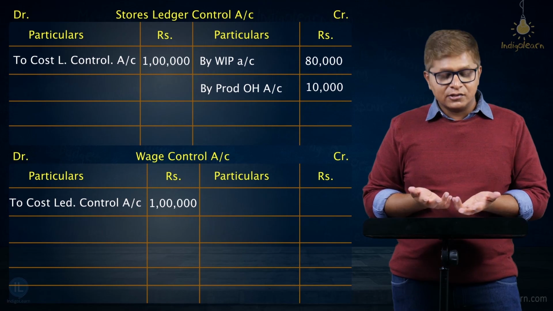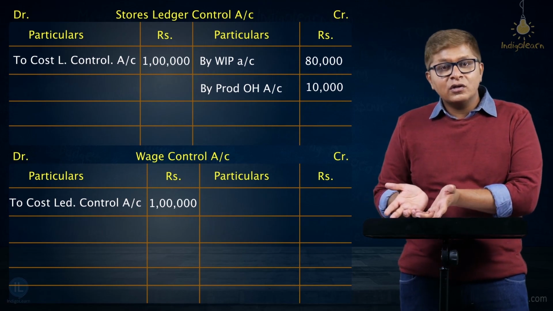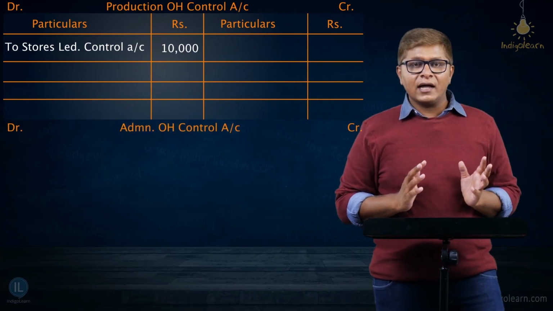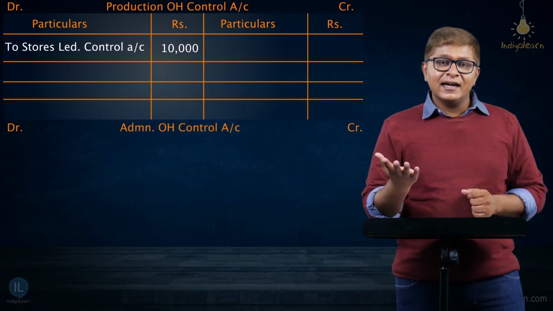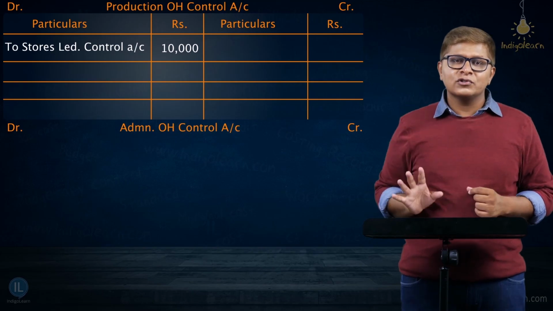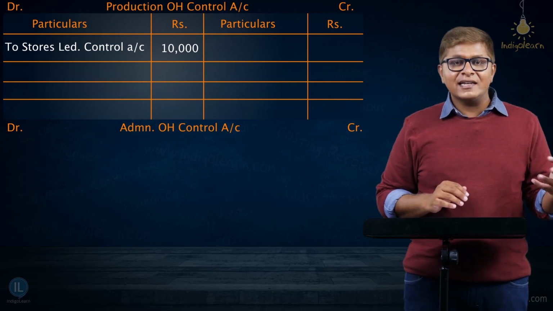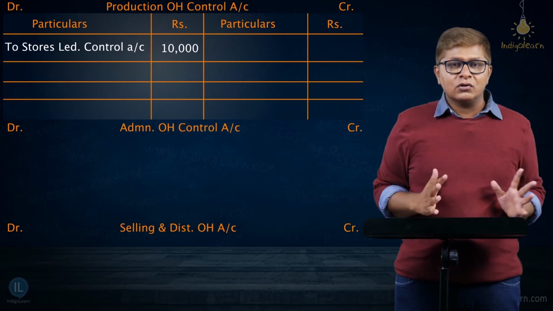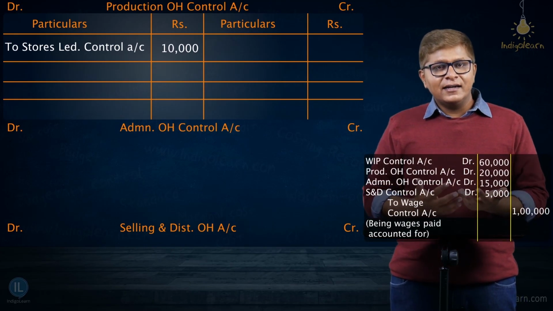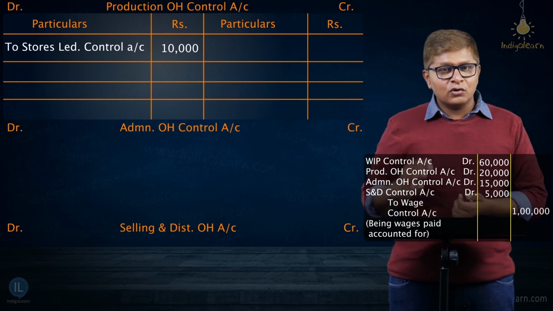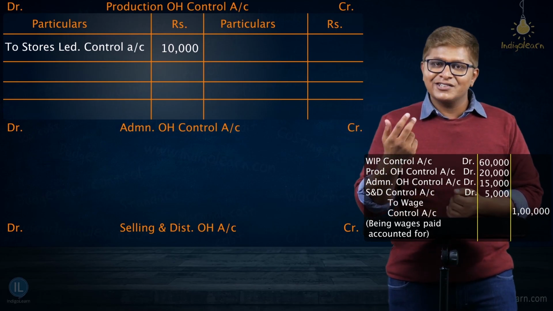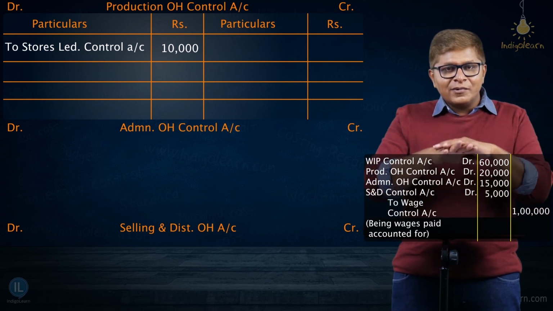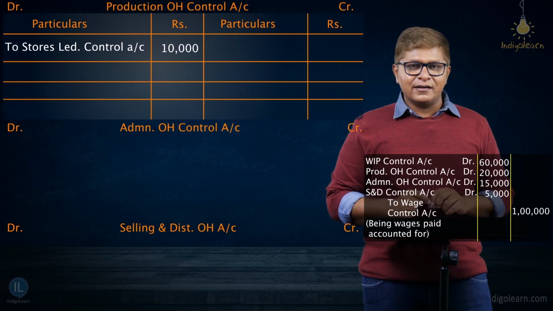15,000 is towards administration. So we will transfer 15,000 to a new account which is going to be called as admin and office overheads control account, and the balance 5,000 they said it was towards selling and distribution. So we will open one more account for selling and distribution overheads control, and we will transfer 5,000 to that account. So what will be the entry? The entry will be, we will debit the respective control accounts for WIP, production, admin and selling, and we are going to credit the wage control account so that it becomes 0. So let's pass the entry.